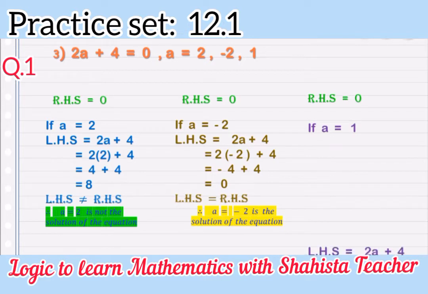LHS is equal to 2A plus 4. Now in the place of A we will put 1. So 2 bracket 1 plus 4. The relationship of bracket is multiplication, so in the place of A we will put 1. Make a bracket and write there 1, positive 1, not negative. A is equal to 1. So 2 bracket 1 plus 4. So 2 ones are 2, plus 4, which gives us 6, because 2 plus 4 is 6.